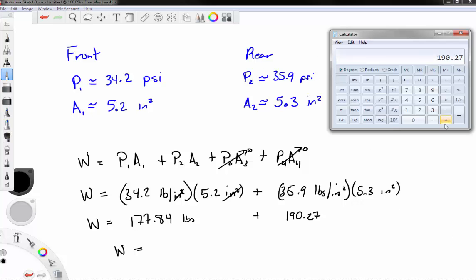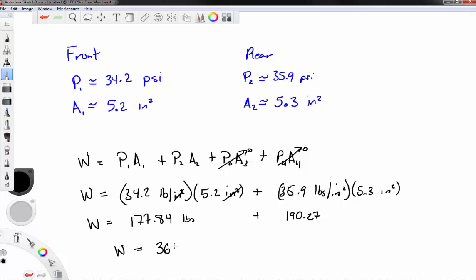So the total weight is this one plus this one, so I need to add to my 190.27 another 177.84, and that's 368.11 pounds. So we'll write 368.11 pounds. Now I have to go and look up what the weight of my Ducati is.